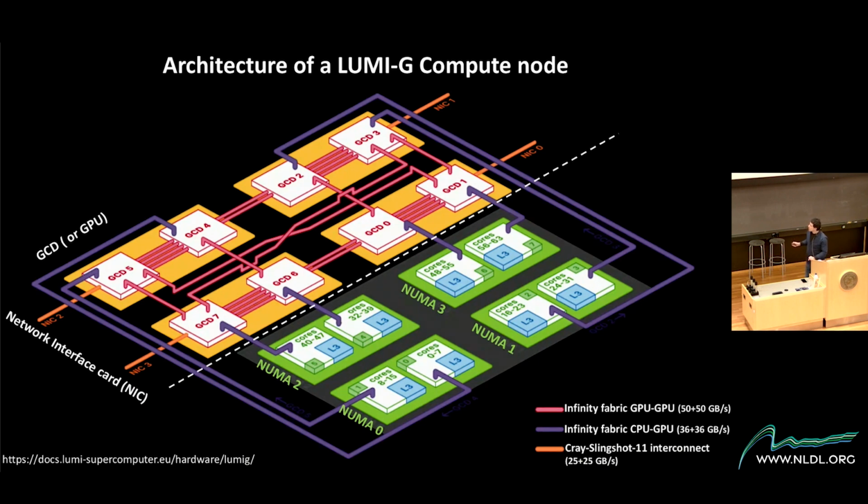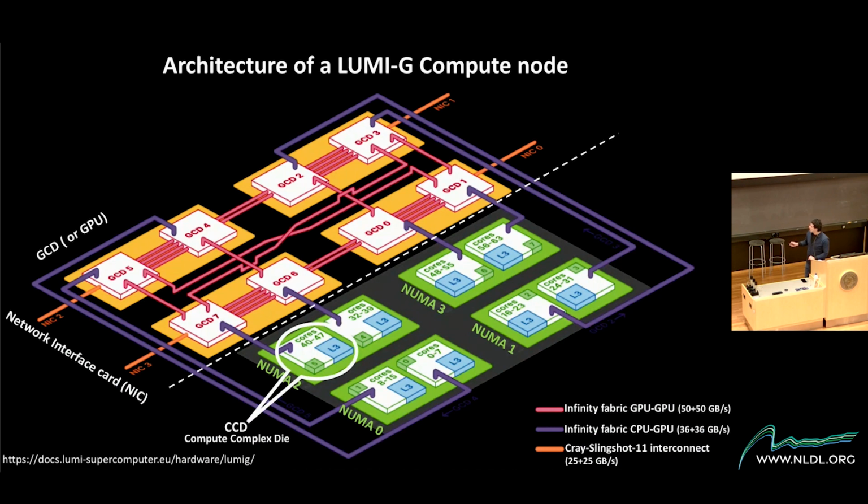As for the CPU part, we have 4 NUMA nodes here, NUMA 0, 1, 2, and 3. You can see that on each NUMA node, you have 2 CCDs, compute complex dies, and each one here consists of 8 CPU cores with a shared L3 cache memory. And each of these is connected to a specific GPU.